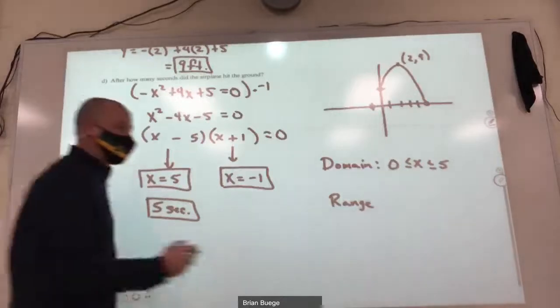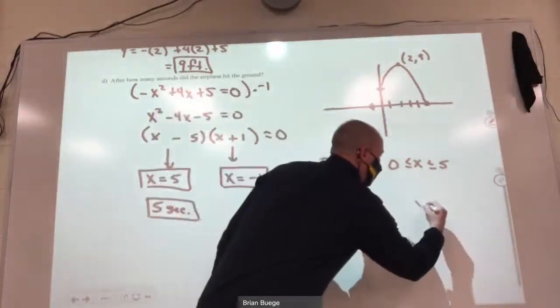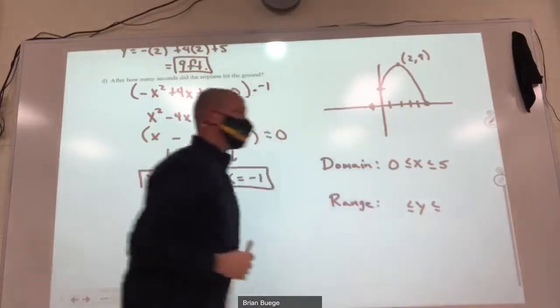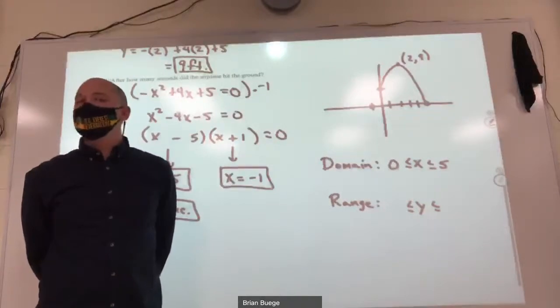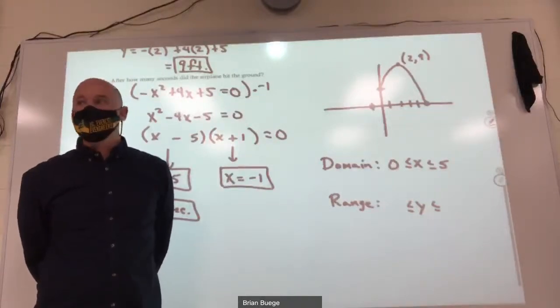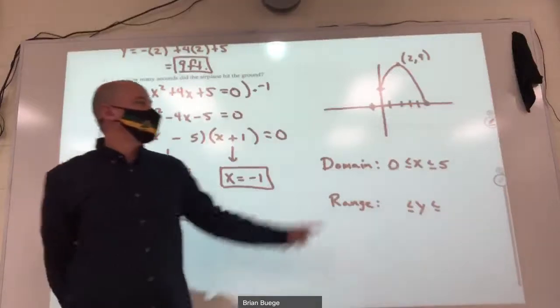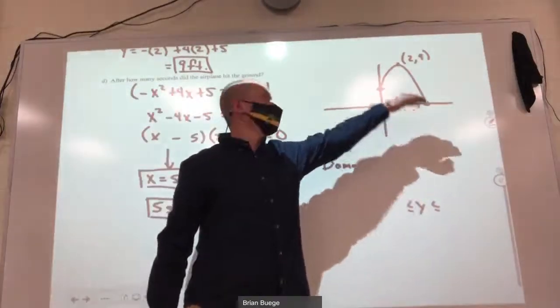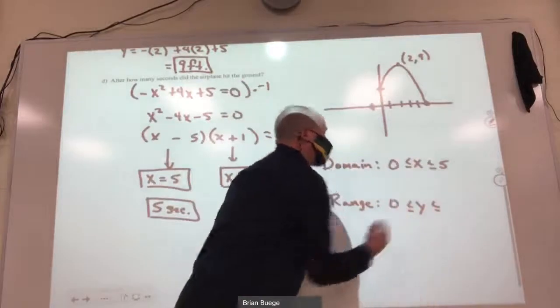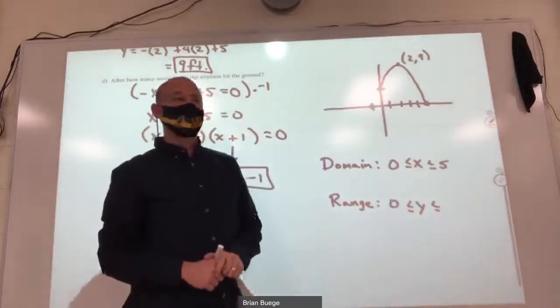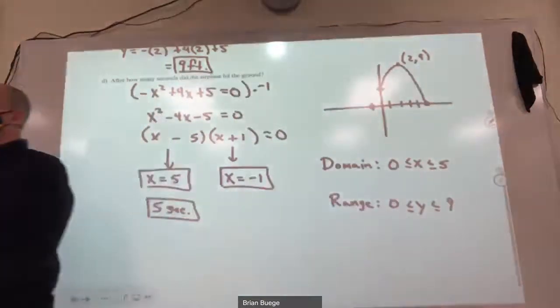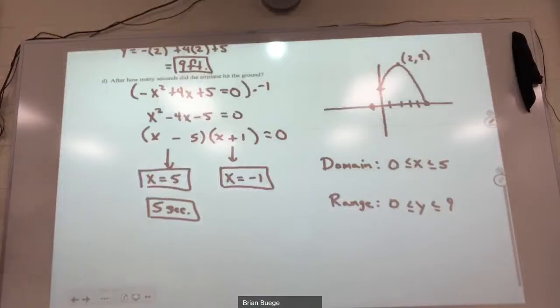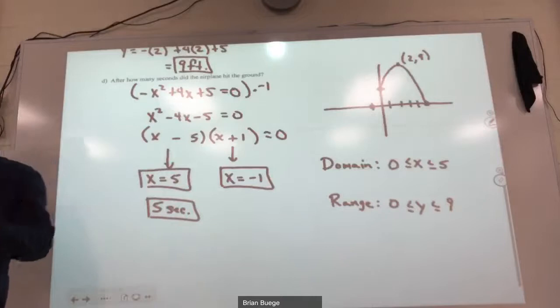Okay? Now if we do the same idea for the range, what's my minimum y value? Keeping in mind that y is your height. Nope. 0. It hits the ground. The lowest y value, it does hit the ground. So it's 0 again. What's my maximum y value? 9. That part is 9. There's your domain and your range. Domain: anywhere between 0 and 5 seconds. Range, the height, is anywhere between 0 and 9 feet in the air.